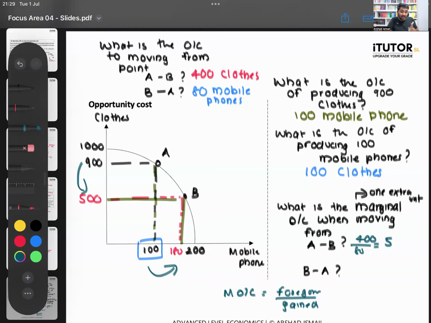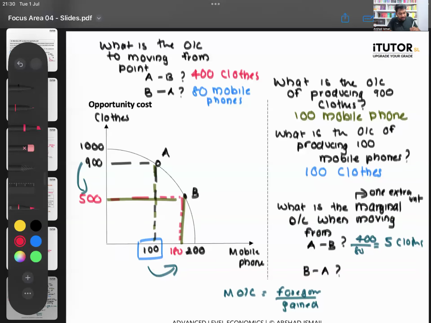Opportunity cost is always what you sacrifice. 400 divided by 80 is 5. What are you sacrificing when going from A to B? What are you giving up? You're giving up clothes. So 5 clothes. That is the marginal opportunity cost.